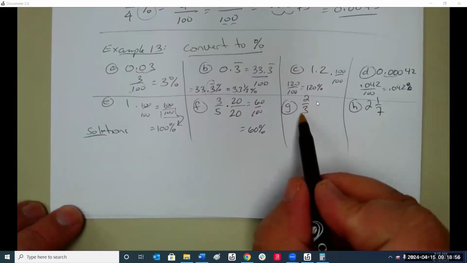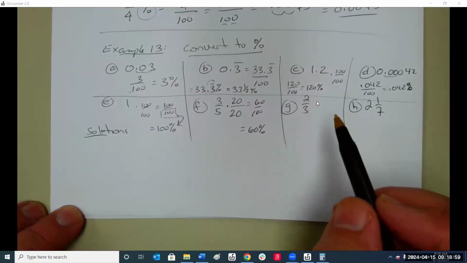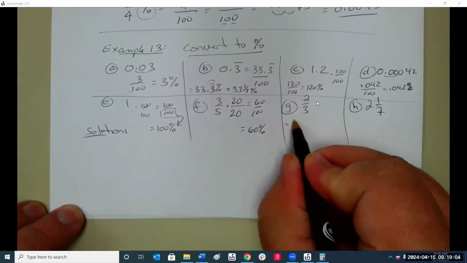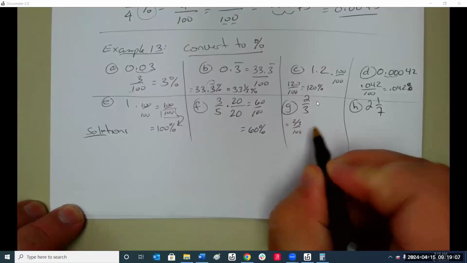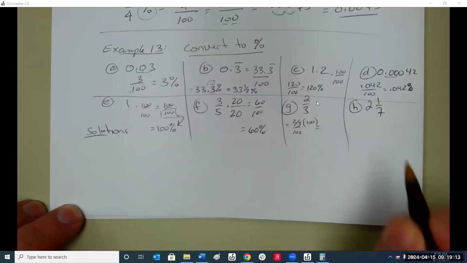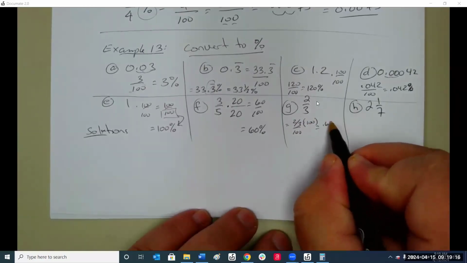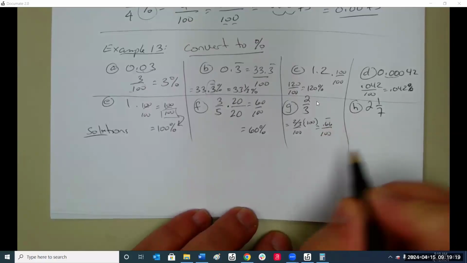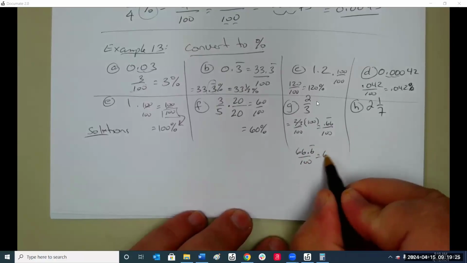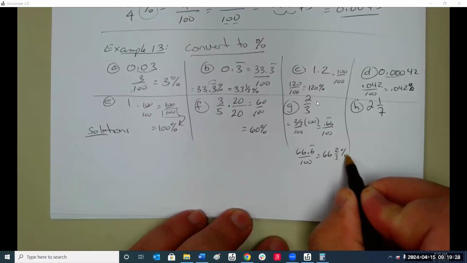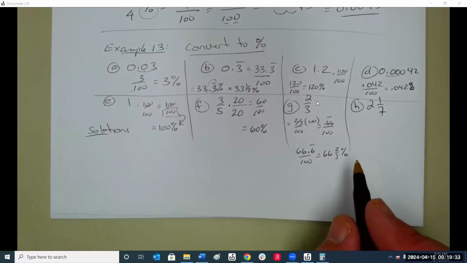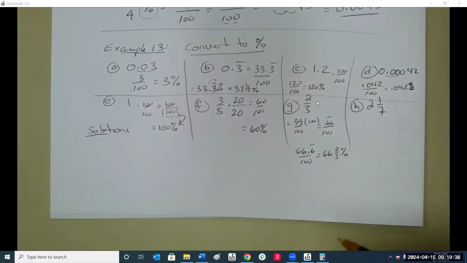And we do the same thing here with 2/3 as we did with the 1/3 one earlier. So we have 2/3 times 100 over 100. 2/3 is 0.66666 over 100, which is 66.6/100, which is 66 2/3%. Because 0.6 is twice as big as 0.333. 0.33 is 1/3, it's twice that.